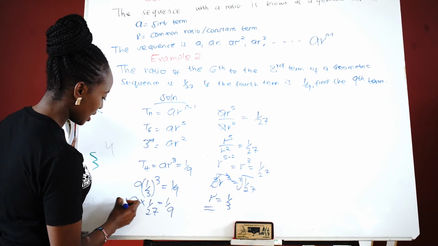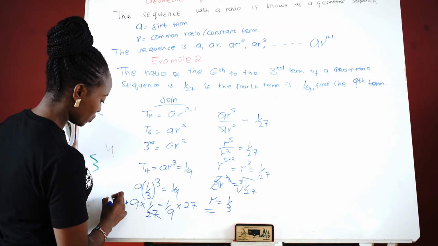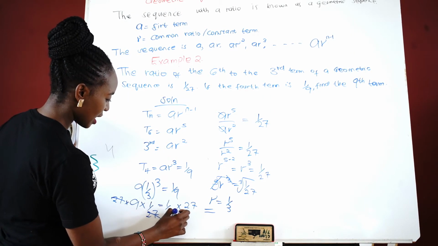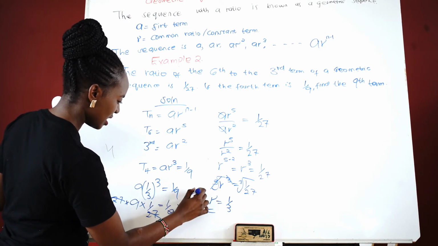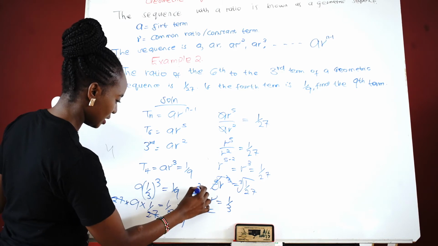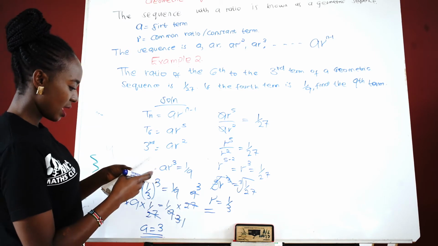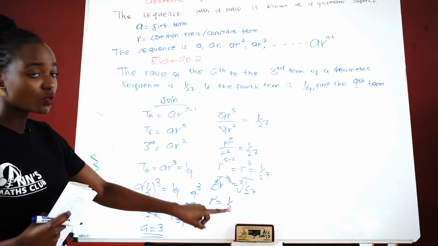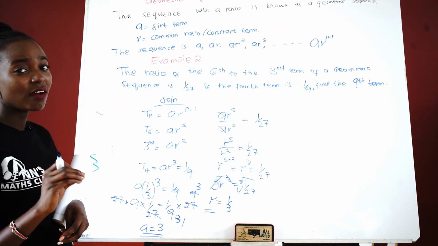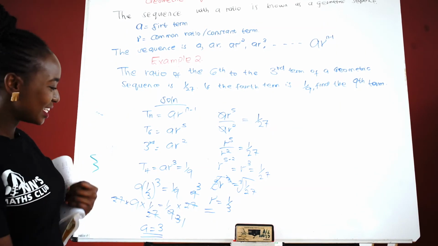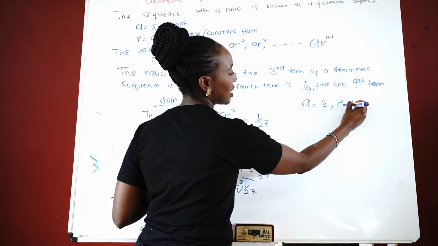So we could multiply both sides by 27. This cancels with this, and you're left with 3 by 3, 9, by 3, 1, by 3, 3. So our A becomes 3. So already we have our A and we have our R. So we have two things already. Again, like I said, you use what you have to find what you don't have and what you need. So our A is 3 and our R is a third.